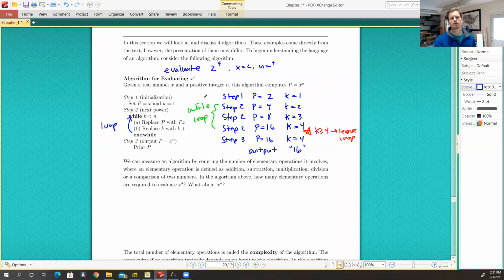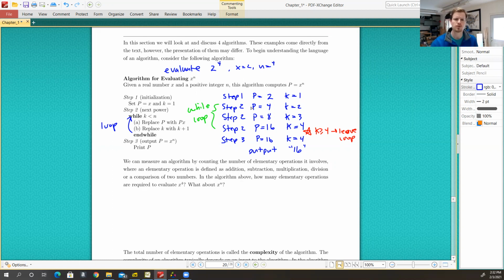So what we want to do is evaluate the efficiency of algorithms. And the best way that we can do that is by counting the number of operations that are in it. In particular, the elementary operations. And what are the elementary operations? Well, the elementary operations are addition, subtraction, multiplication, division, or the comparison of two numbers.